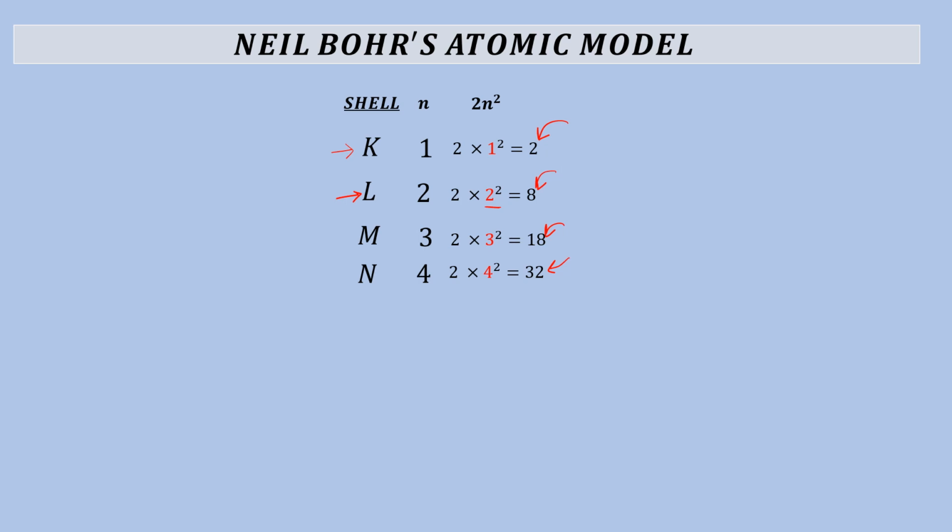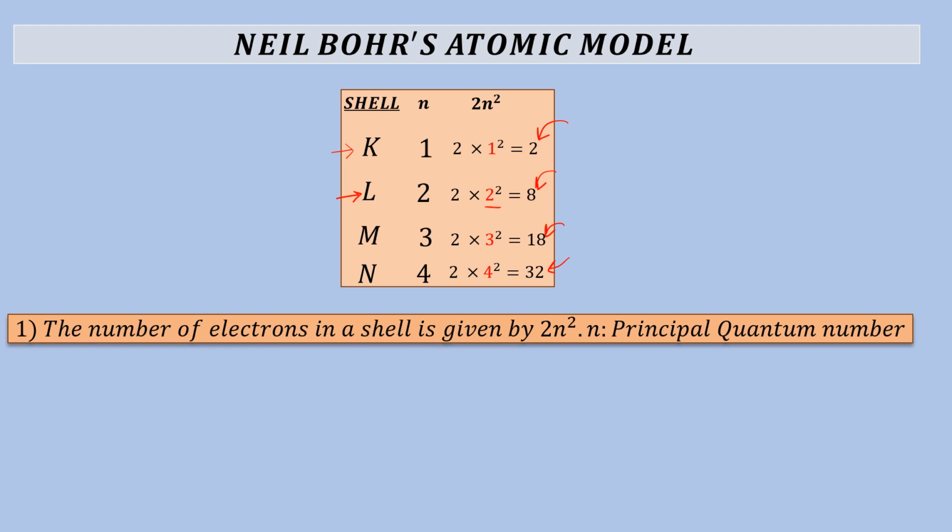So in addition to this mathematical relationship, he also gave a certain number of rules in order to fill the shells of an atom. So let us have a look at those rules one by one. The very first rule was the same that we discussed right now. The number of electrons in a shell is given by 2n², where n is also called the principal quantum number, to identify that particular shell.